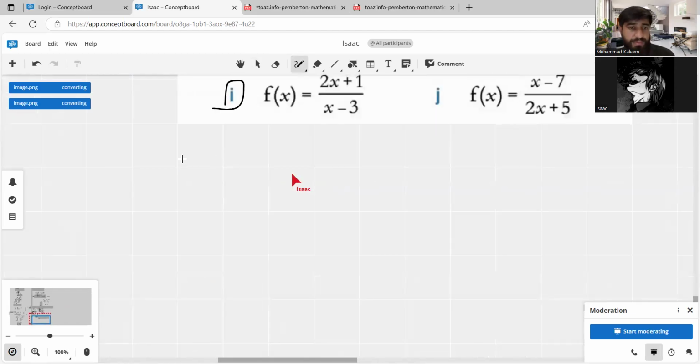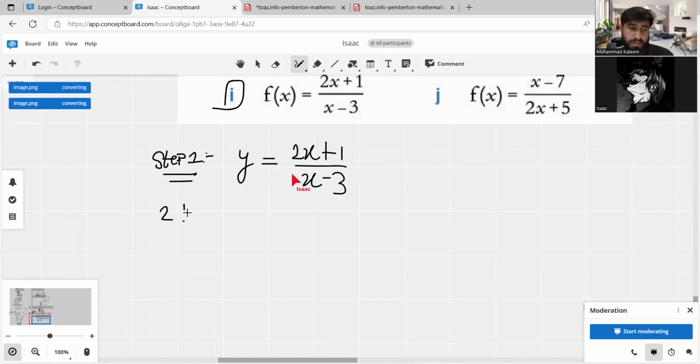First step: change the f of x with y. So y will be equal to 2x plus 1 over x minus 3. And next step, interchange the x and y. So it will be x equals 2y plus 1 over y minus 3. Yeah, that's true.